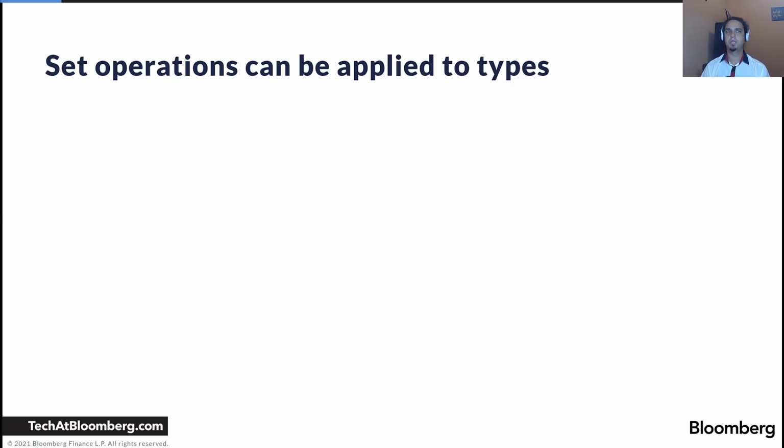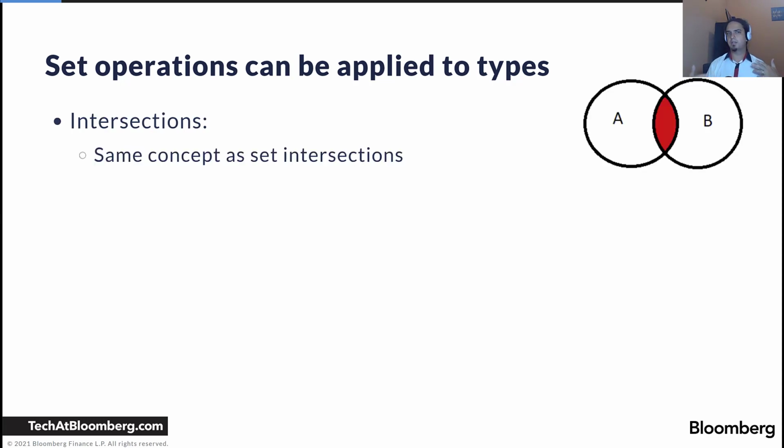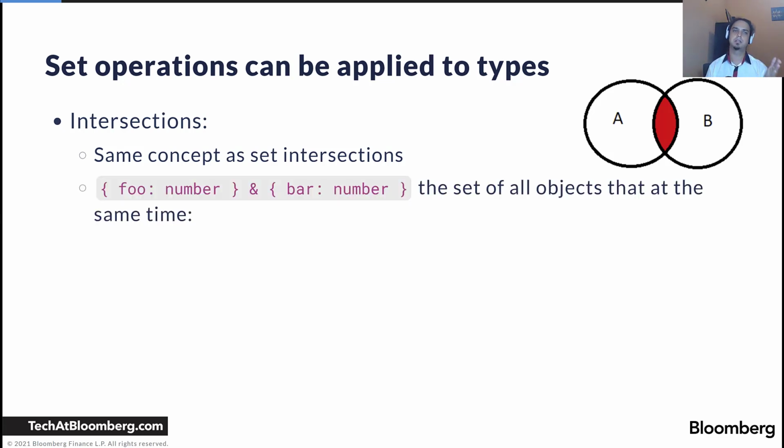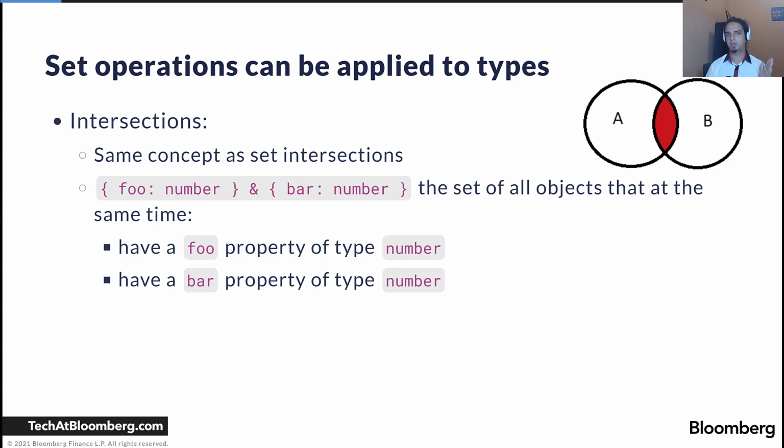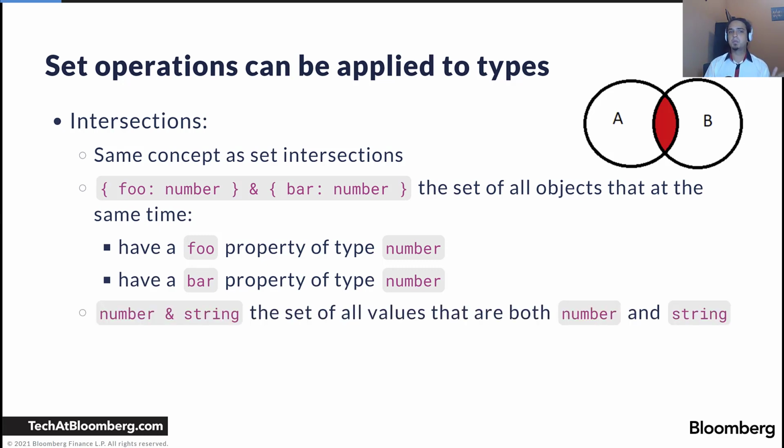The second set operation we can perform on types in TypeScript is intersections. So it again is the same concept as the set operation. Namely, if we take the intersection of two other sets, we're left with only the values that belong to both sets simultaneously. So for example, if we create the intersection of our two object types, what we get is a new set, or a new type, which has objects that have both a foo property of type number and a bar property of type number. Similarly, we can create a new intersection between number and string, and this creates the set, or the type, of all values that are simultaneously both string and numbers.